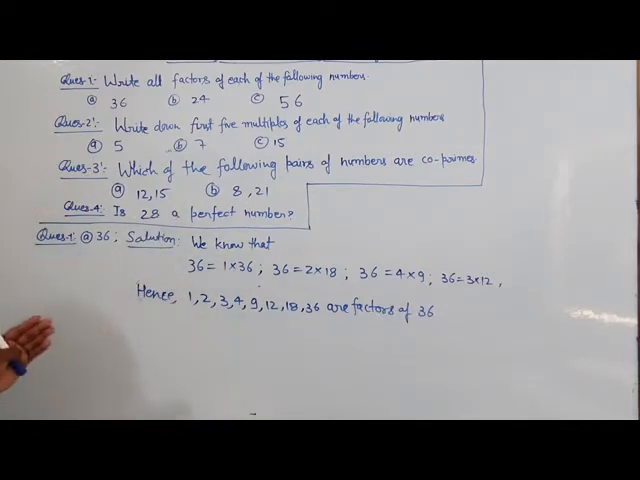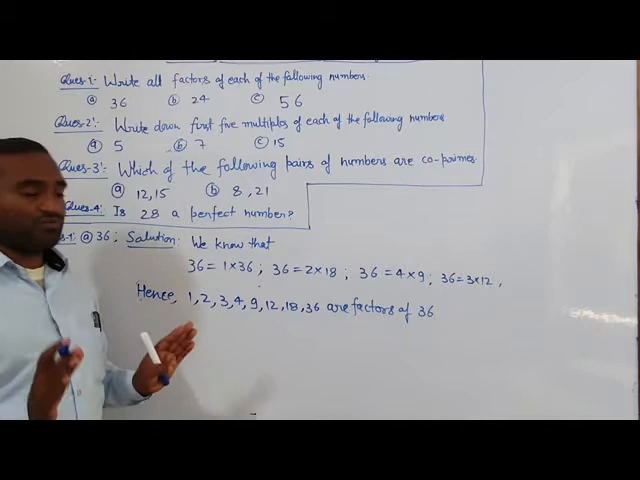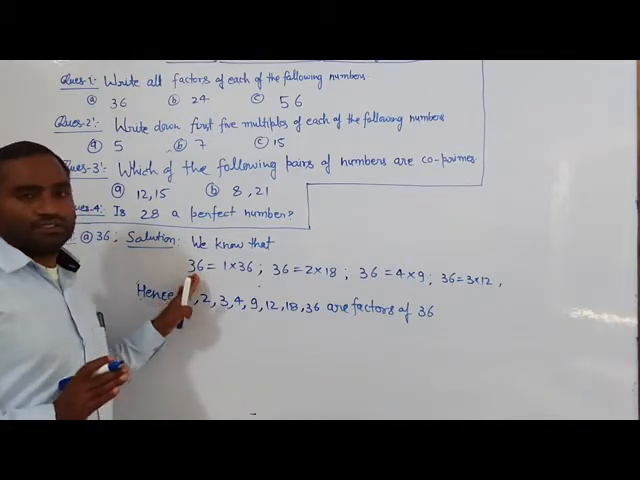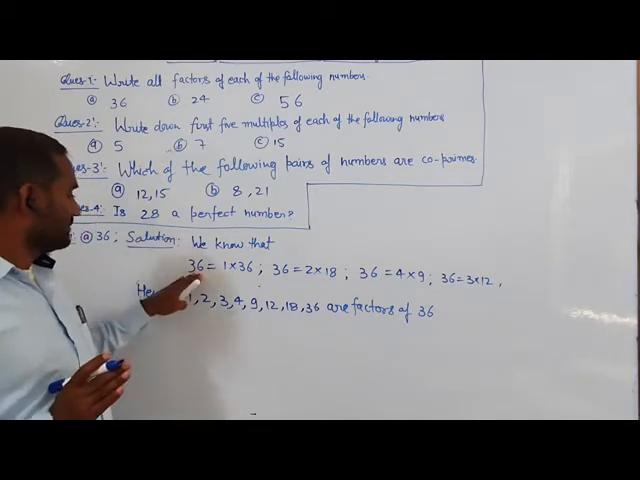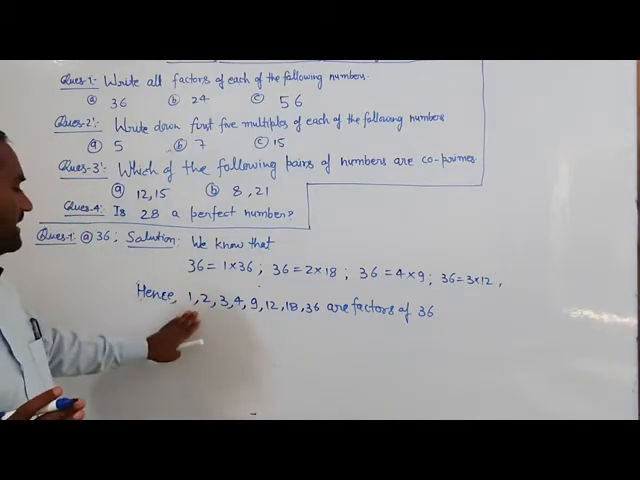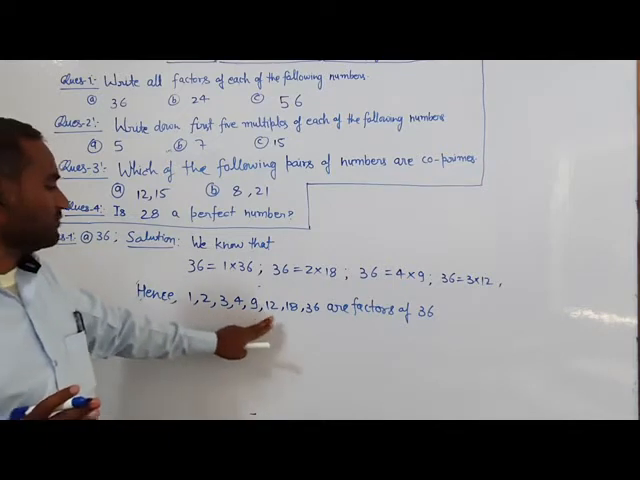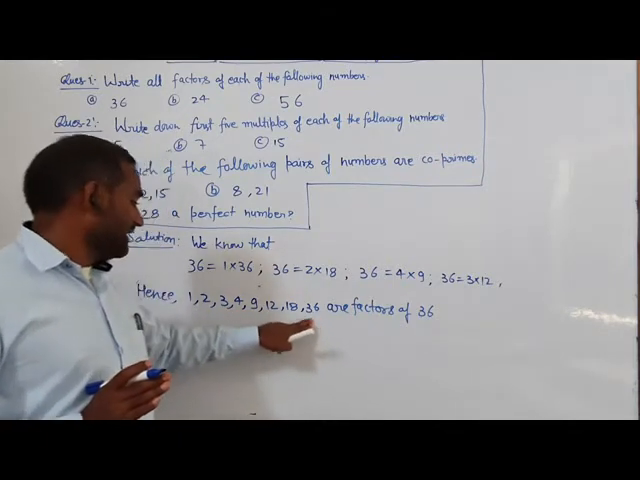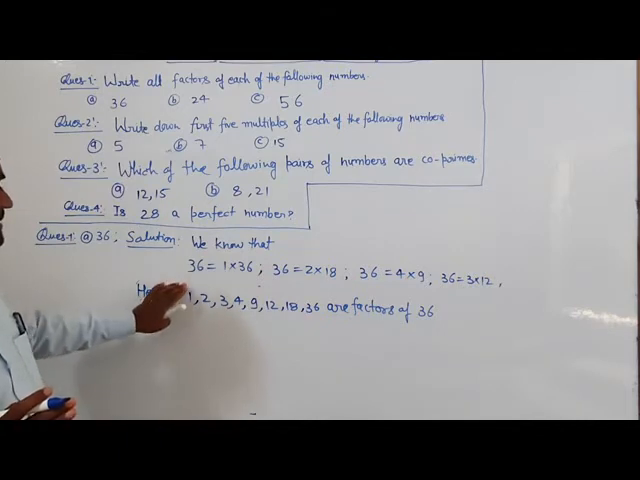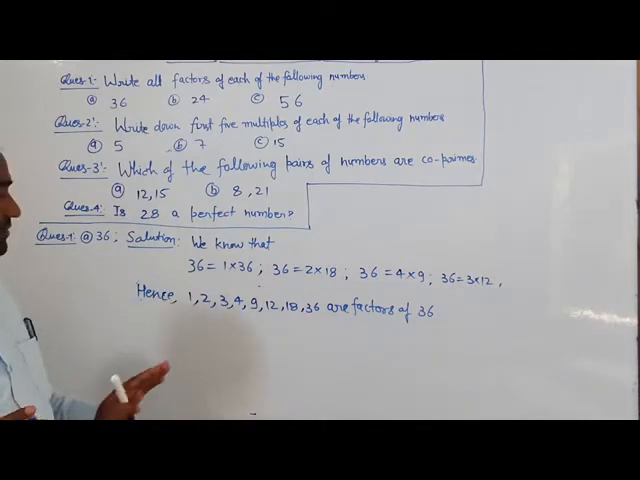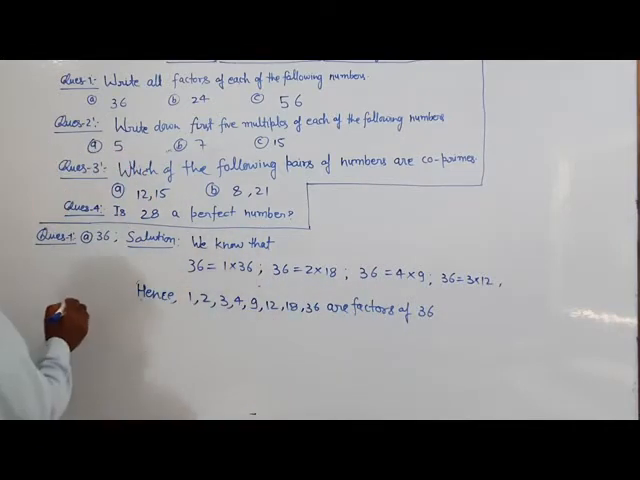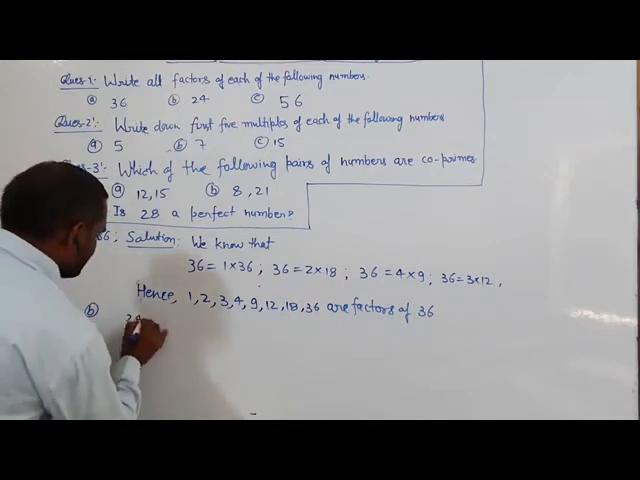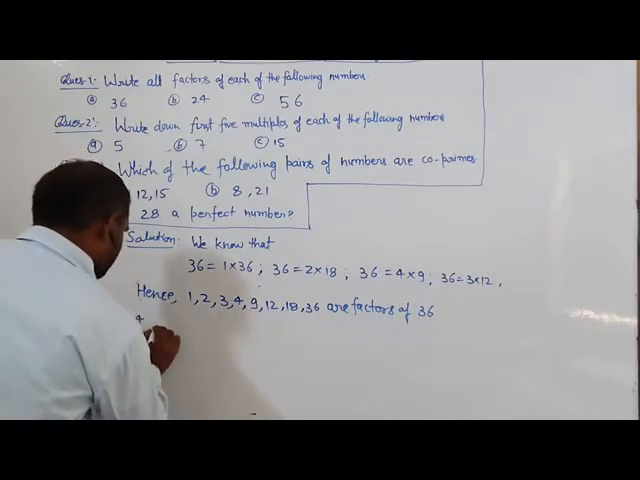The numbers which divide 36 completely are known as the factors of 36. So here we see that 1, 2, 3, 4, 9, 12, 18 and 36 are the numbers which divide 36 completely. So these are the factors of 36. Now question B is 24. Solution.